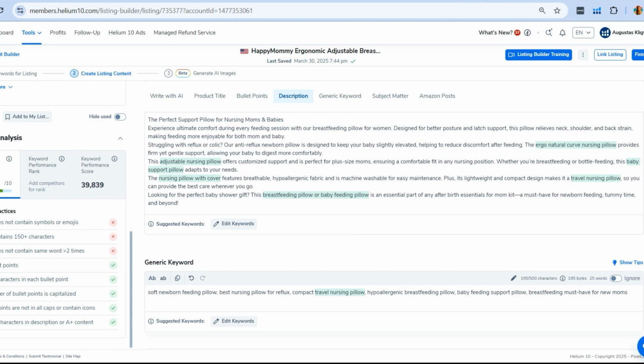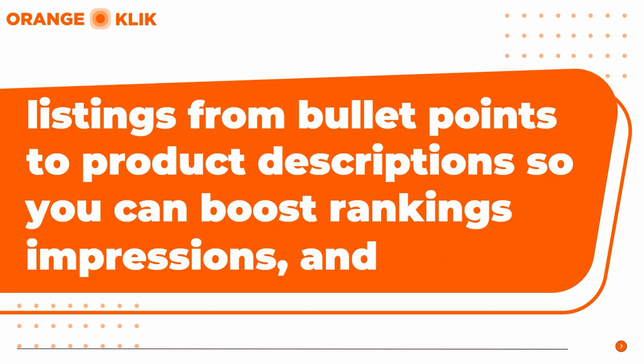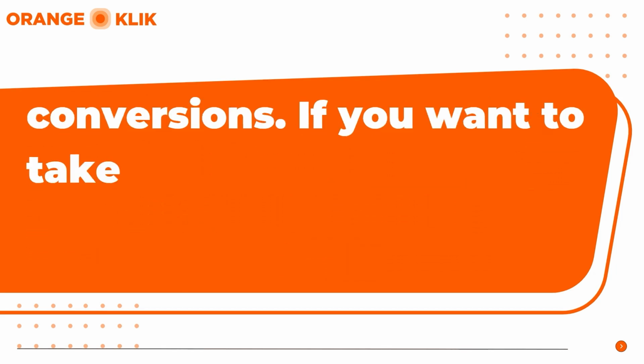And there you have it. By using Helium 10's powerful keyword research tools like Cerebro and Product Listing Builder, you can find the best keywords to optimize your Amazon listings, from bullet points to product descriptions up to backend search terms, so you can boost your rankings, impressions, and conversions.